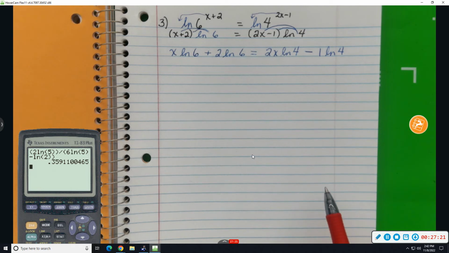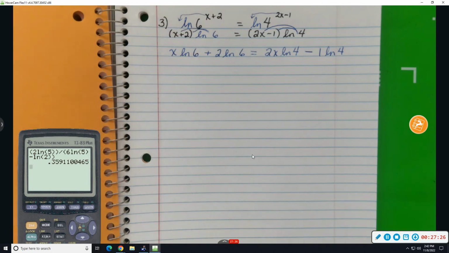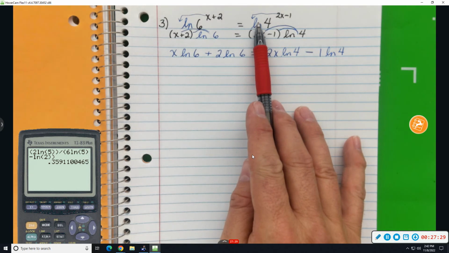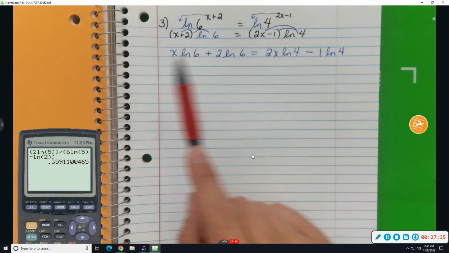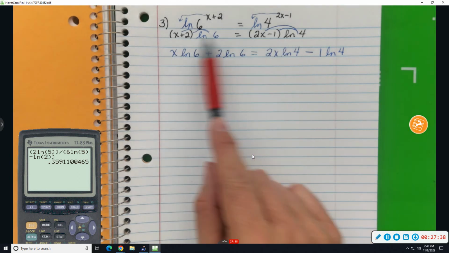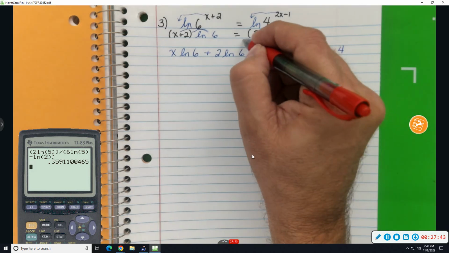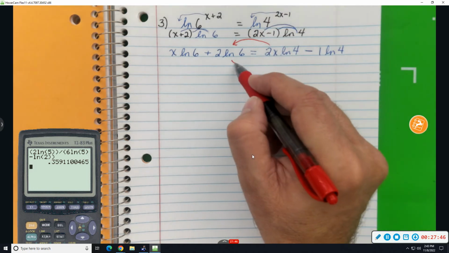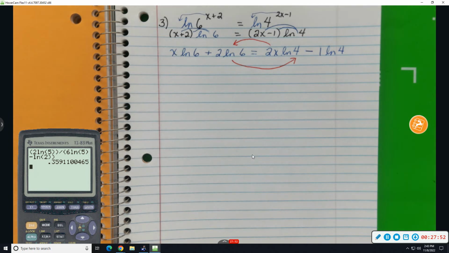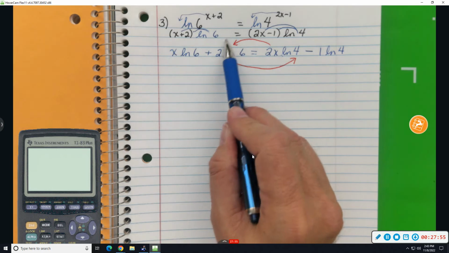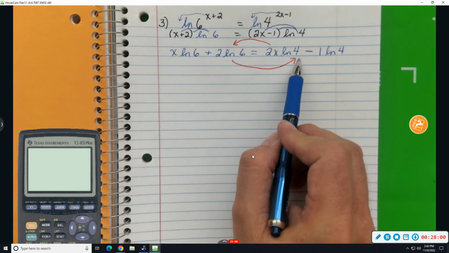So I'm following those sequence of steps that I wrote out. Take the natural log of both sides. Use the power rule to carry down the exponents. Now, I had to distribute. Now I have x terms, so I'm going to isolate the x terms on the left by doing that. Moving this 2x ln 4 over to the left. And I'm moving the 2 ln 6 to the right.